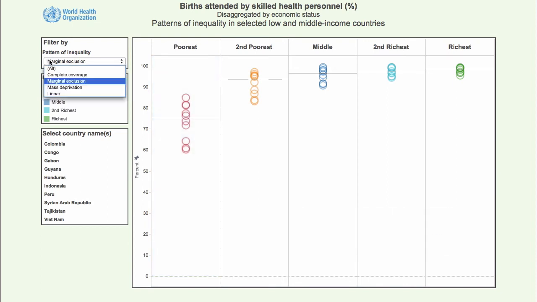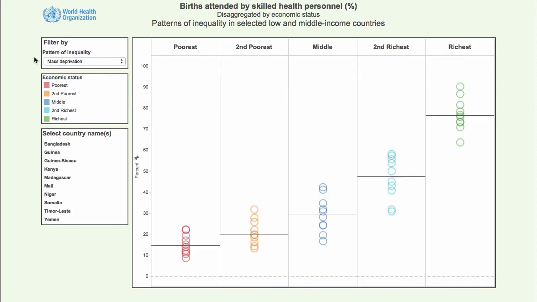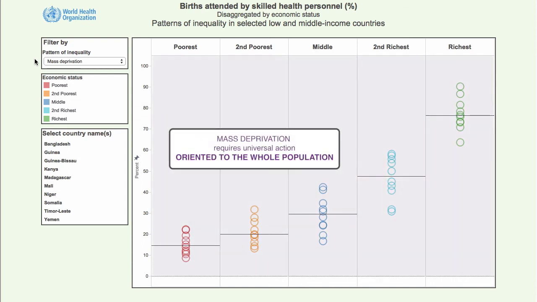Moving on, let's select mass deprivation. Here, most of the population, that is all but the richest subgroup, have low coverage. I suppose the response should be universal targeting, as most of the population is underserved. That's right. Mass deprivation indicates the need for universal targeting.